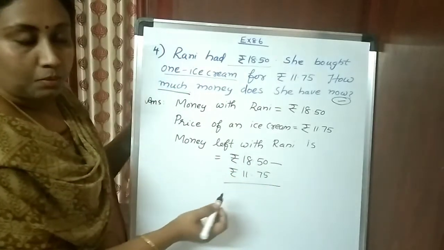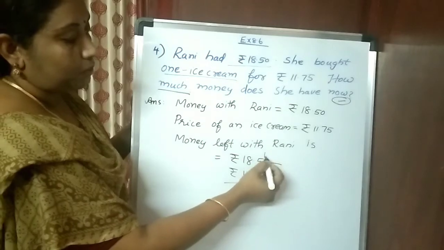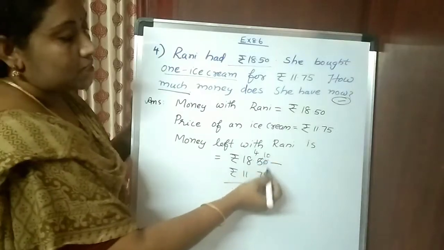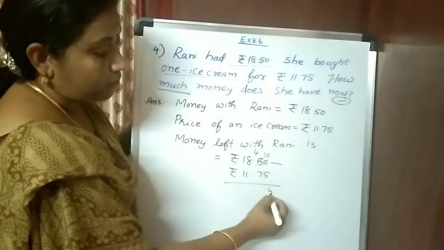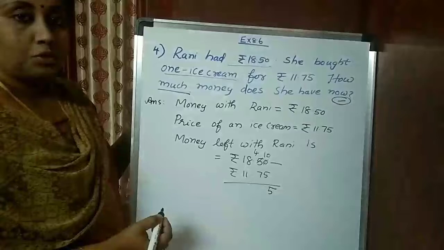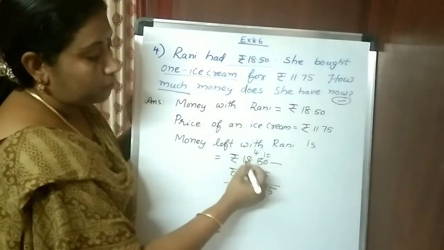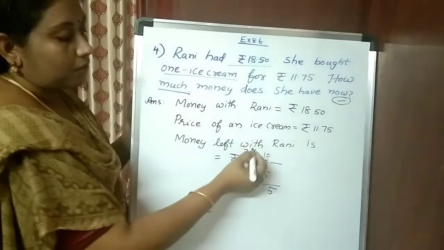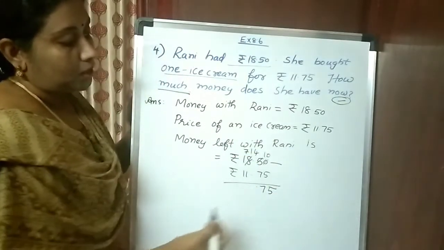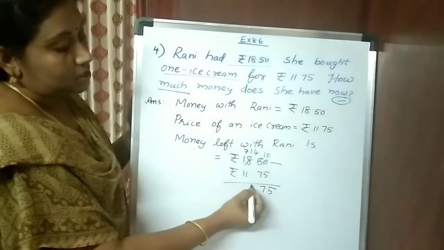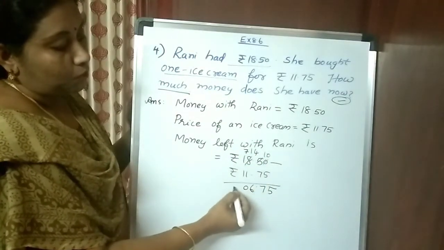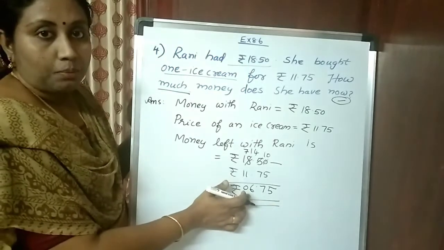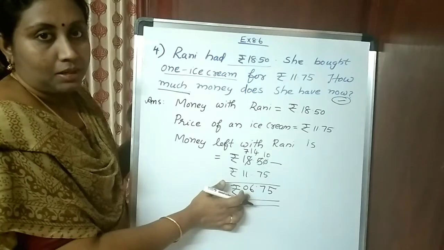0 minus 5 is possible? Not possible. So you borrow. This becomes 10 and this 5 becomes 4. 10 minus 5 is 5. 4 minus 7 is possible? Not possible. So again you borrow. This 8 becomes 7 and this 4 becomes 14. 14 minus 7 is 7. Then dot. 7 minus 1 is 6. 1 minus 1 is 0. So, money left with Rani is rupees 6 and 75 paise.